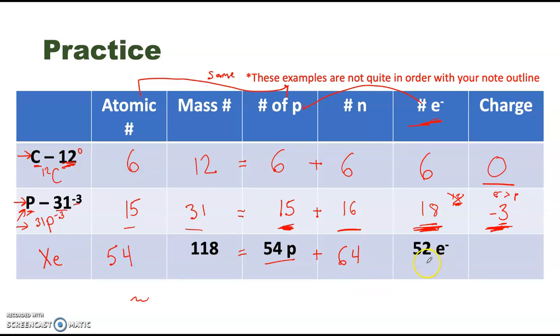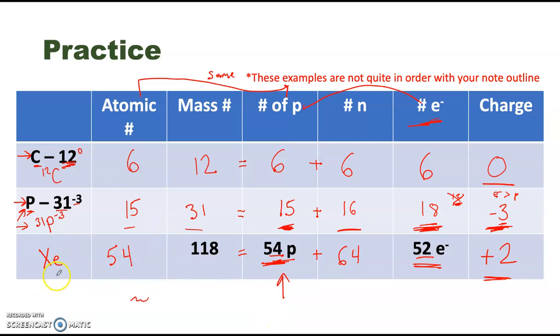Now, the last thing, I need to figure out what the charge is. So I got 52 electrons, 54 protons. So do I have more protons or more electrons is my first question. And the answer is I have more protons. So I know my charge is going to be positive. Now positive what? How many more protons do I have? Well, 54 is 2 more than 52, so I must have a +2 charge.